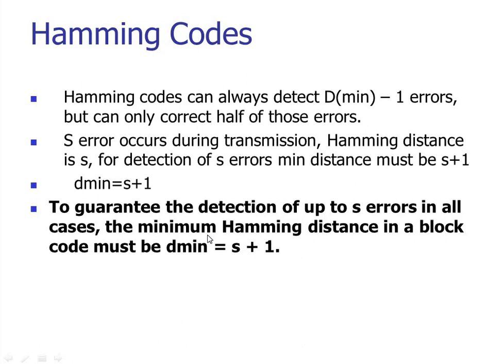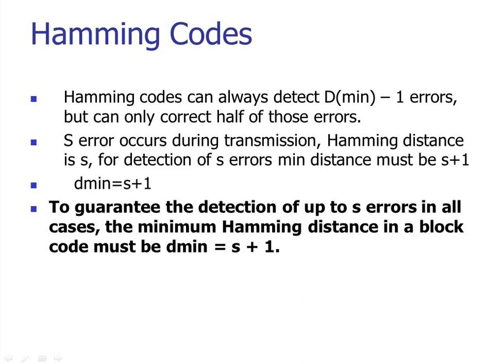Suppose S errors occur during the transmission, so the Hamming distance is S. Then for detecting S errors, what should be the minimum Hamming distance? The minimum Hamming distance should be S plus 1. So if you want to detect S errors, you should ensure that d min is equal to S plus 1.